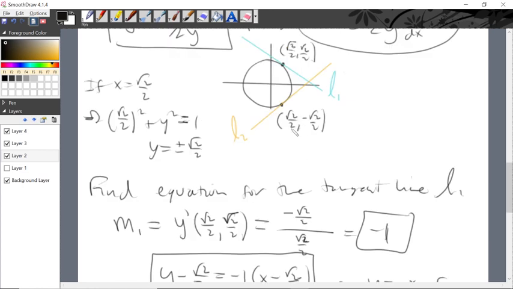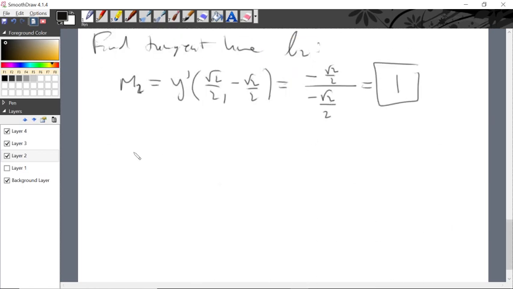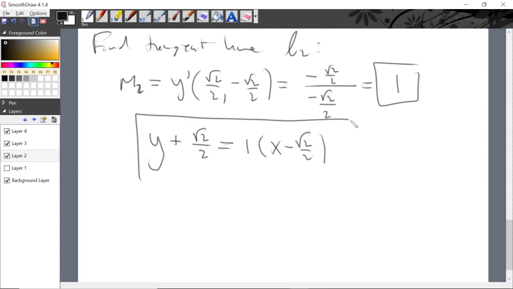And the coordinates of the point, root 2 over 2, negative root 2 over 2, give us the equation for the tangent line. So y plus root 2 over 2 is equal to 1 times x minus root 2 over 2. And there's an equation of the tangent line. Or in slope-intercept form, y equals x minus root 2 over 2 minus another root 2 over 2. So that's minus 2 root 2 over 2, or just minus the square root of 2. So y equals x minus the square root of 2.